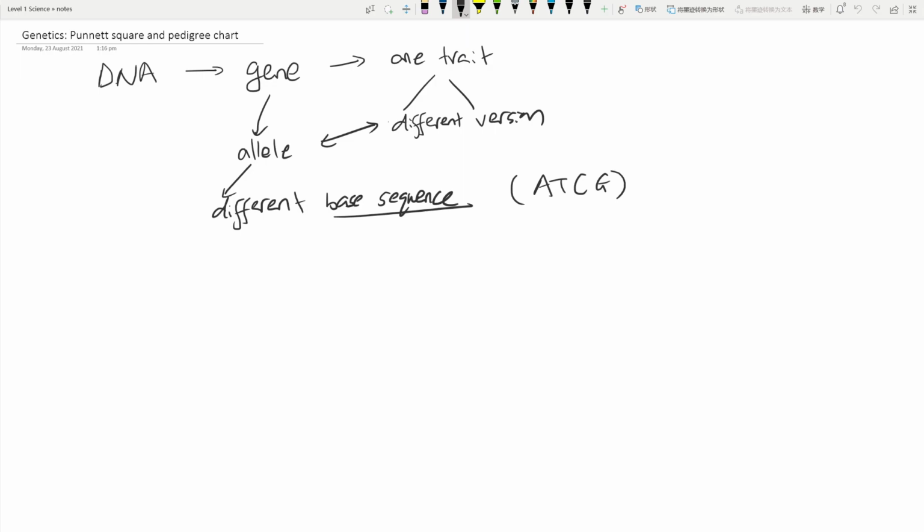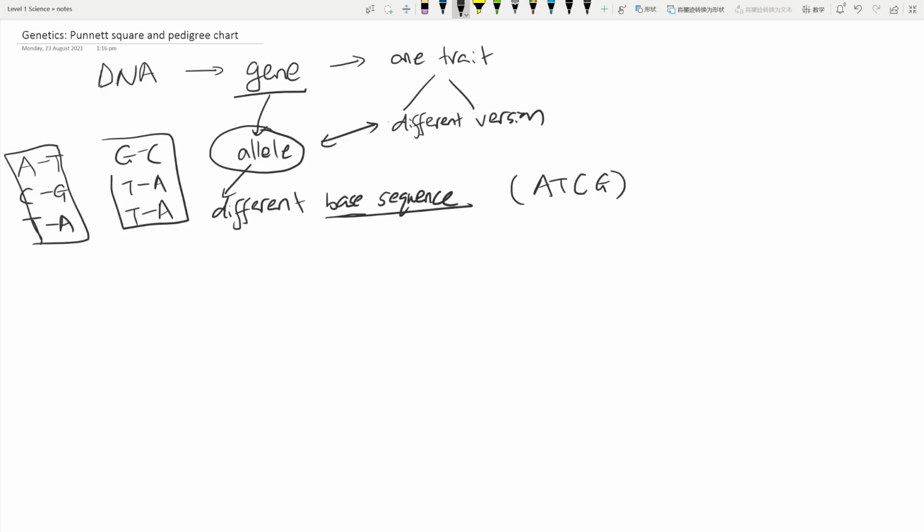Why is that? Because for that same gene, we have different alleles. Why are they different? Because for the same gene, they have different base sequences. For example, one allele could be A, T, C, G, T, A, and the other could be G, C, T, A, T, A. Both of these base sequences code for the same gene, but as you can see, they're different, so they result in a different protein, and that results in a different physical appearance, which is a physical trait.